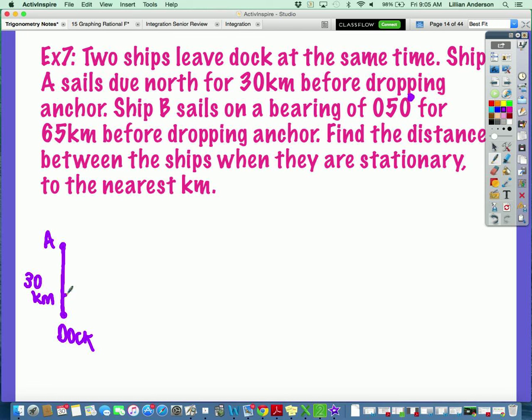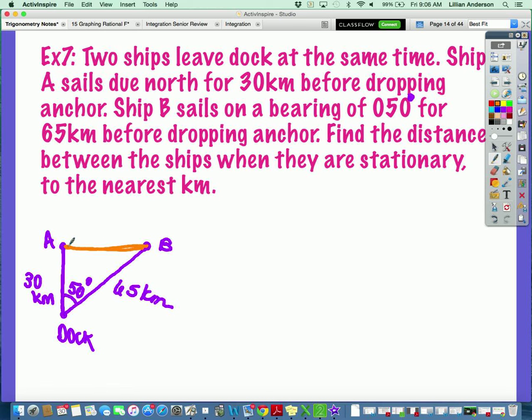So there is your 50-degree bearing. And he travels for 65 kilometers, and then drops anchor. We are trying to find the distance between the ships when they are stationary, so we are looking for the distance between A and B. Is this always a right triangle, right? Not always.